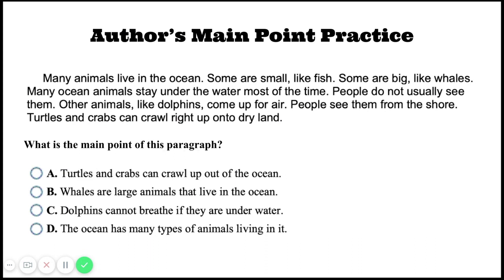So again, our question is, what is the main point of this paragraph? A, turtles and crabs can crawl up out of the ocean. B, whales are large animals that live in the ocean. C, dolphins cannot breathe if they are underwater. Or D, the ocean has many types of animals living in it.